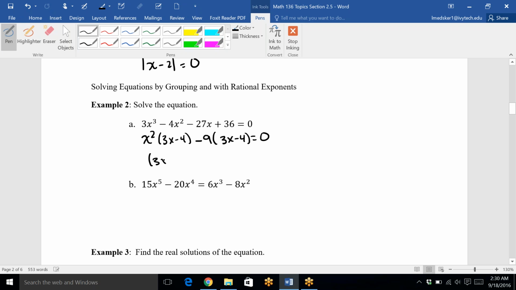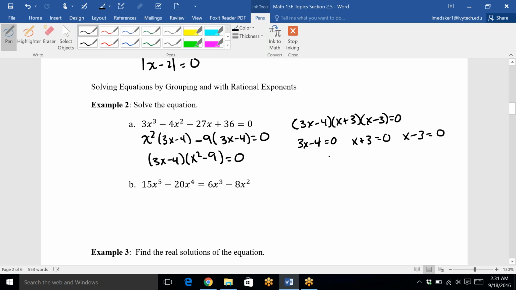Notice that that gives you a 3x minus 4 as one solution, but the second solution factors again because it's 2 perfect squares with a minus. So now we have 3x minus 4, x plus 3, x minus 3, all equal to 0. Please don't drop the equal to 0 part. And you would set each one equal to 0 and solve. So we will have 3 different solutions. This one would be 4/3, negative 3, and positive 3.